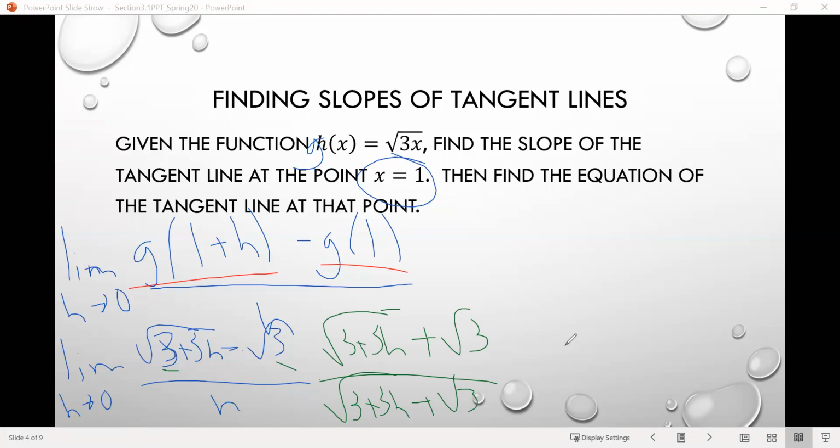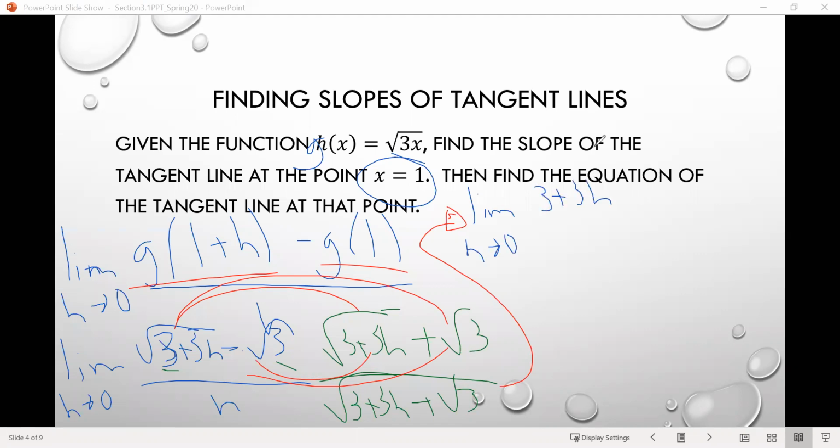We'll do some multiplying here now. And remember, on the top there, we have to FOIL this out. So do this times this, this times this, this times this, and this times this. So we'll start by doing square root of 3 plus 3h times square root of 3 plus 3h. That's going to give us just 3 plus 3h. So the limit as h goes to 0 of 3 plus 3h. Then we do root 3 plus 3h times positive root 3. But then we'll also do negative root 3 times root 3 plus 3h. Those will cancel out. And if we do negative root 3 times the positive root 3, that's just going to give us negative 3.